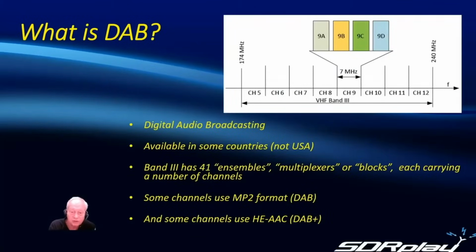DAB is digital audio broadcasting, and it's available in several countries around the world, not in the USA, and it occupies the band 3 upper VHF bands from 174 megahertz upwards. There's some 41 of these ensembles or multiplexers, sometimes called blocks, and each of those can carry a number of channels. Some channels use the older MP2 format, and those are the regular DAB channels, but there's also the DAB Plus channels that use a more efficient codec, and that's the one that needs the special codec downloading.